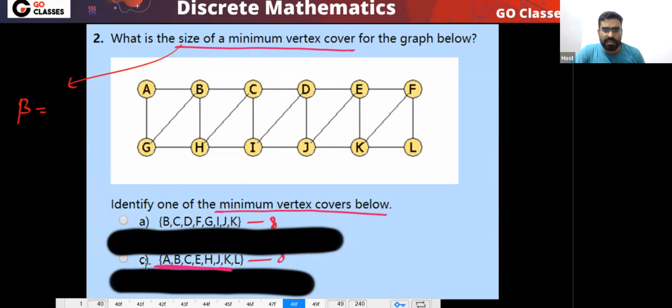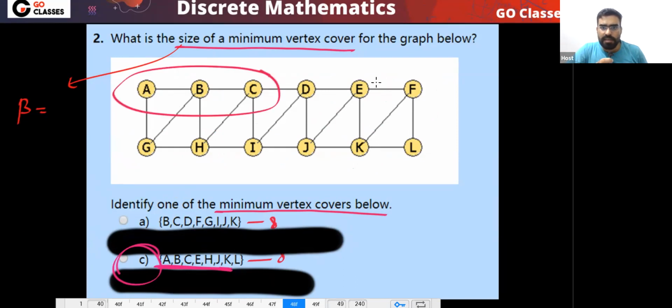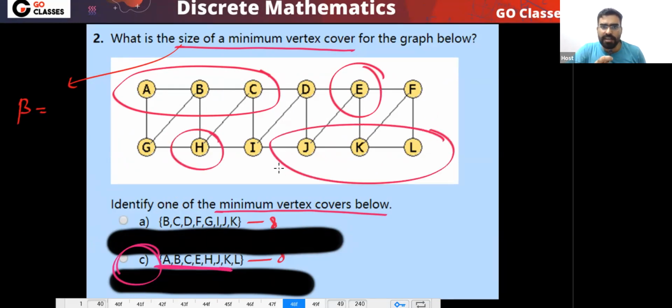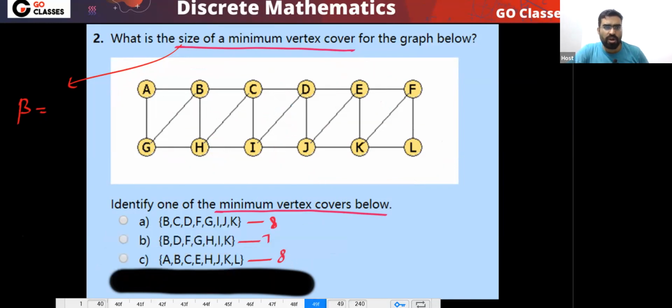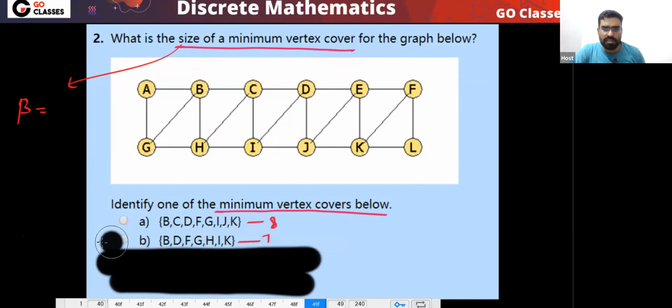Now let's check option number C. Option C means A, B, C, E, H, J, K, L. Are they covering all the edges? Again, this edge is not covered. So this is also not a vertex cover because this edge is not covered. So this has gone out of the picture.